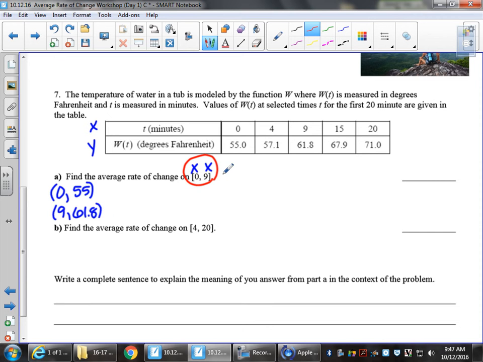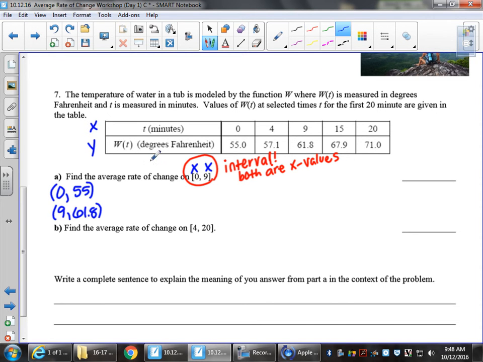Wait, so when X is 0, Y is 55, but then when X is 9, Y is 61.8. Hold on one sec. This is an interval. Both are X values. This is not an ordered pair. Okay, say your question again, or your statement. So I was saying, if X is 0, then Y is 55. Yes, I pulled that right from the table. Yep. Yes. Yes, it's connected to what we did yesterday.